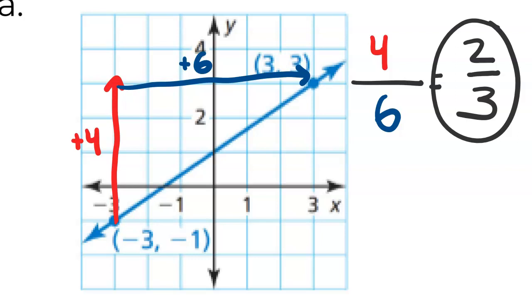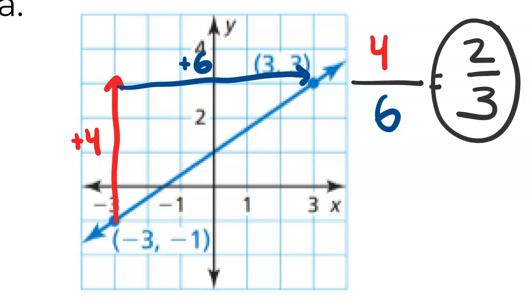And then just to address May's really insightful question, why did I go horizontally first and then up? I always like to do my y first because I know that's the number that I'm going to put on the top. I like to write top to bottom. But if I go horizontally and then up, I'm still going over 6, and I'm still going up 4. So it doesn't matter which way you count from.